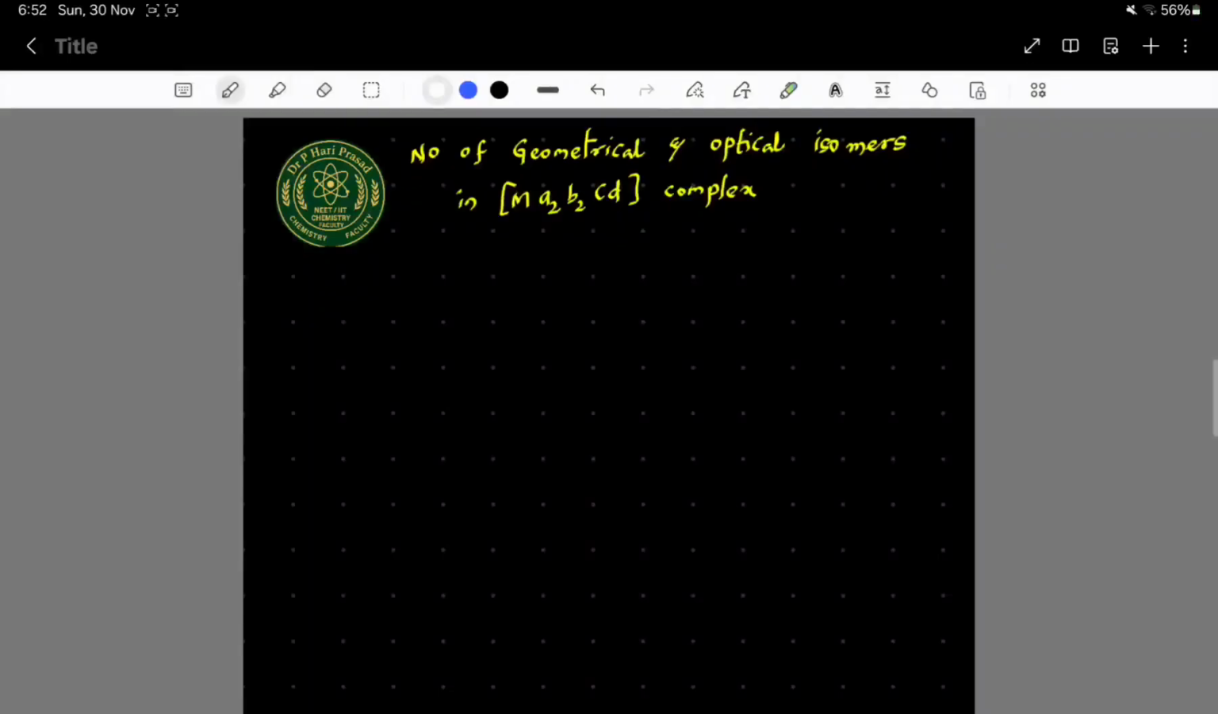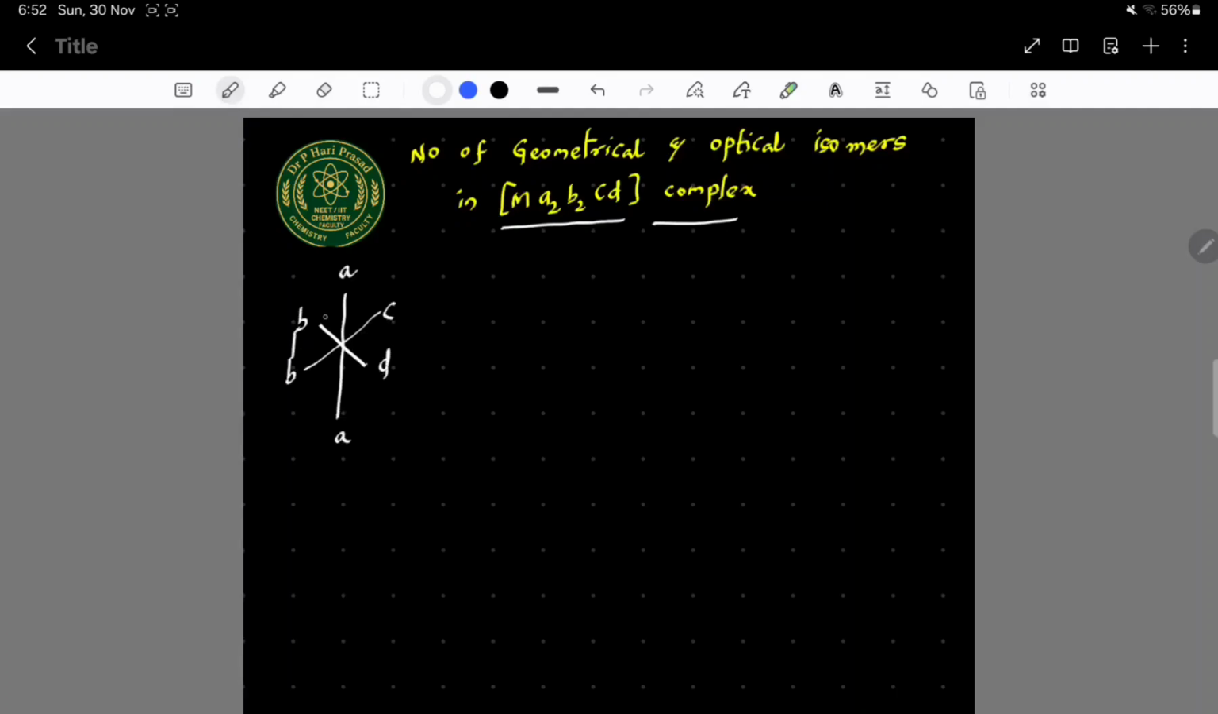Right. So students, we will continue with the possible number of geometrical isomers and optical isomers in a given complex, MA₂B₂CD. Okay, right. So first we will write the possible combinations, student. I will keep A2A trans, so this is A2A trans, right. Now look at student, I will keep BB and CD.